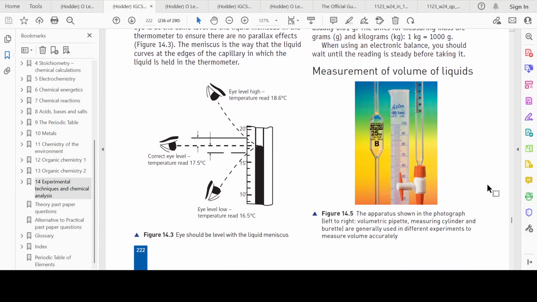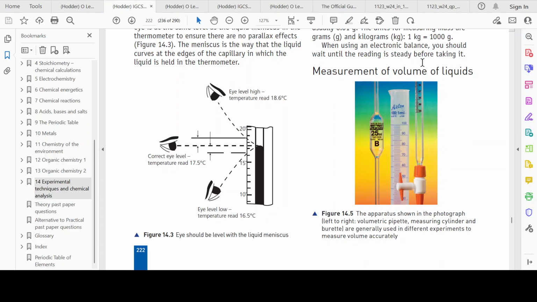Then measuring volume. There are a number of apparatus that can be used. So you've got a pipette over here. Pipettes are fixed volumes, and they have a mark up to where you should fill the liquid, and if it's filled up to that point, then the total volume in the pipette is, for example, 25 ml, as it says over here.